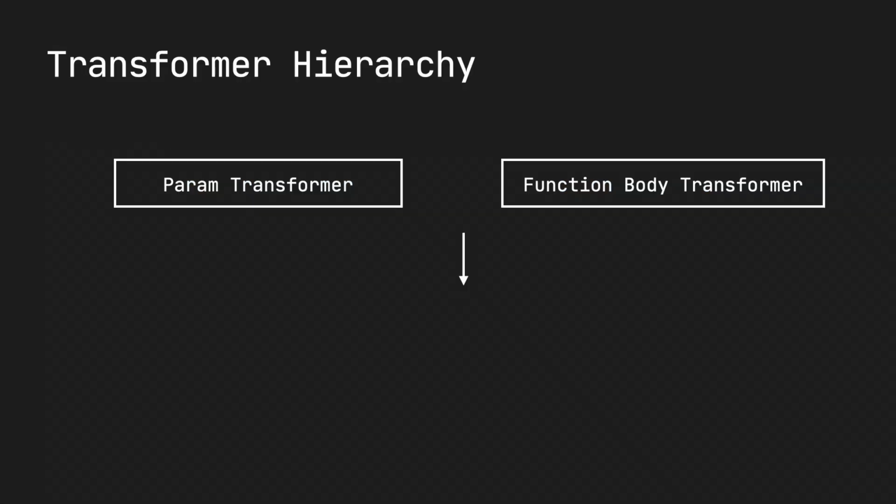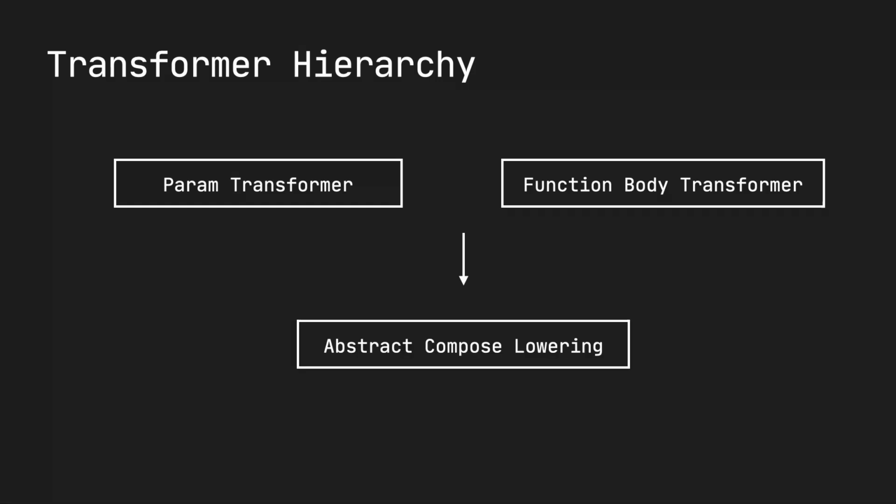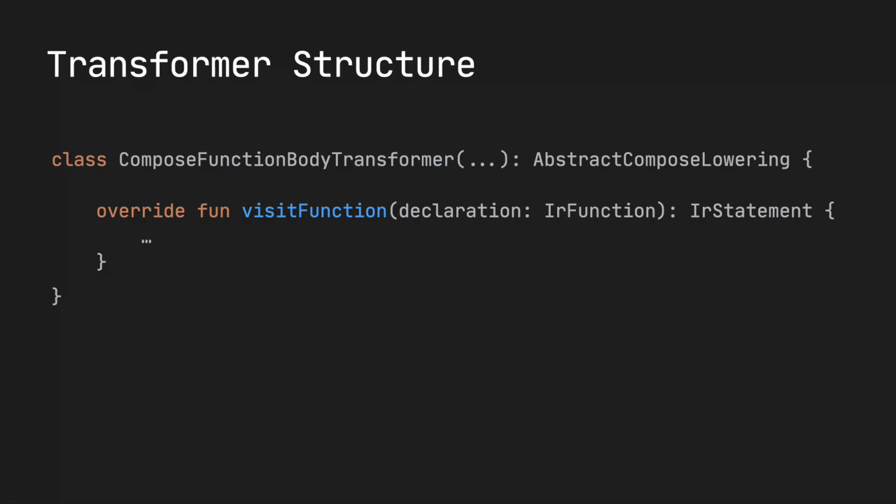All of the transformers in the compiler plugin follow a similar pattern. They all inherit this abstract class called AbstractComposeLowering, which contains utilities, extensions, and visitor methods that are useful for all the transformers. The function body transformer overrides the visitFunction method. So it looks at your IR tree, and it's going to visit all of the IR function types and check whether it's a composable function or not, and then begin to do its transformations.